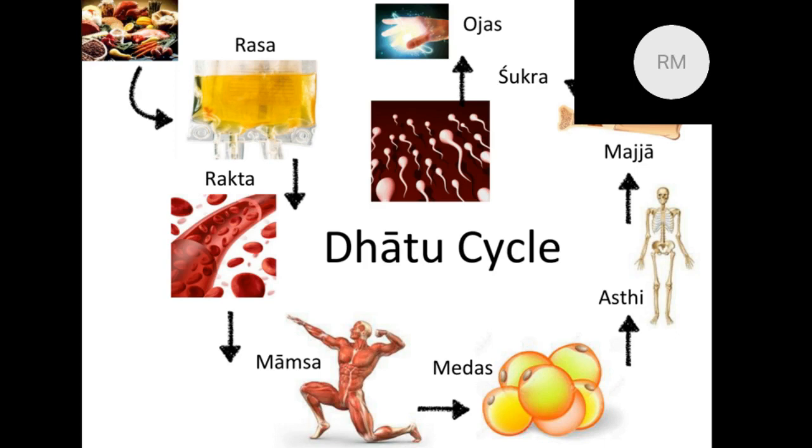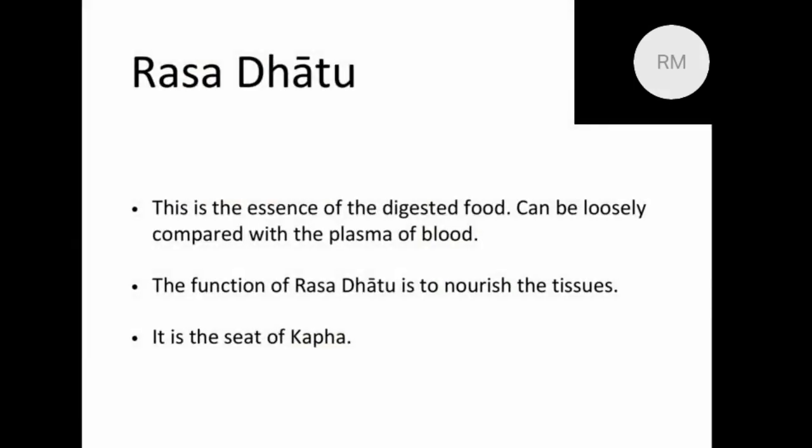So now we will look at each of the dhatus one by one. And as I said, the first one is Rasa Dhātu, which is the essence of the digested food. And this can be loosely compared with the plasma part of the blood. So it is the Rasa Dhātu which is continuously providing nourishment to all other parts of the human body. So it is actually the lifeline of the body.